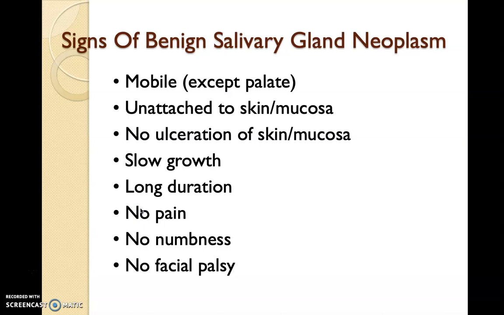Okay. So these are the signs of benign. Usually it's mobile, except if it's on the palate, of course, because the palate has very rigid skin or mucosa. It's unattached to skin, no ulceration, slow growth, long duration, no pain, no numbness, and no facial palsy. So these are the very common signs of benign types of salivary gland neoplasm.